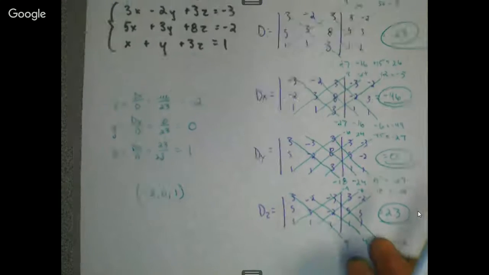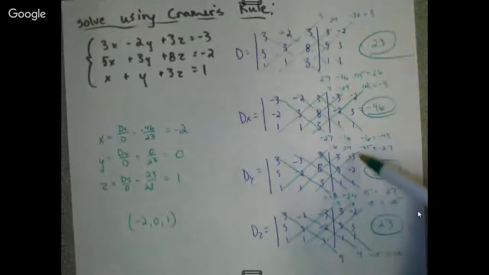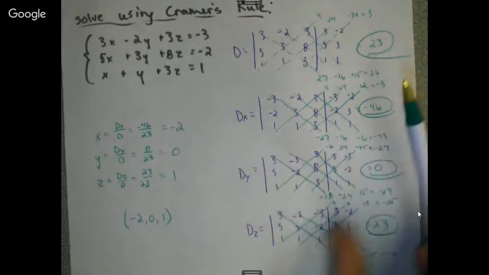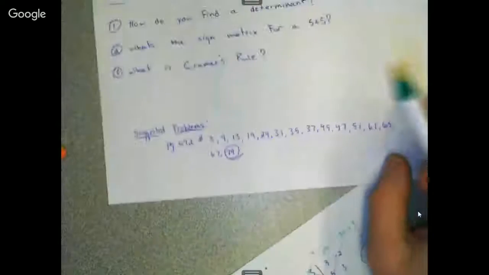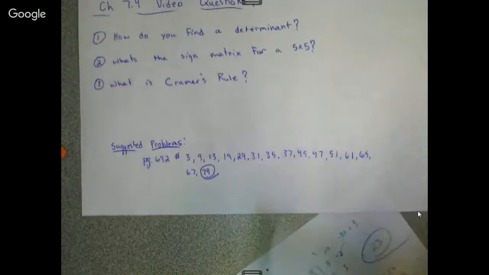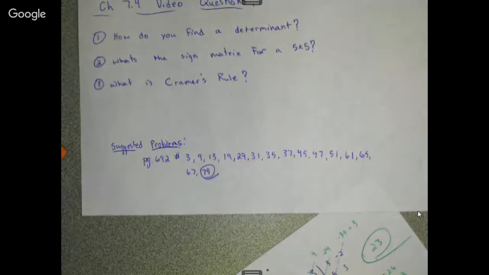So a lot of work, but this is super easy. Multiplication, subtraction, division, that all works out. So let me put back up your questions and suggested problems. Okay, again, right here is a lot of suggested problems, just finding determinants and solving systems using Cramer's rule. Nothing too difficult. So if you got questions, let me know.